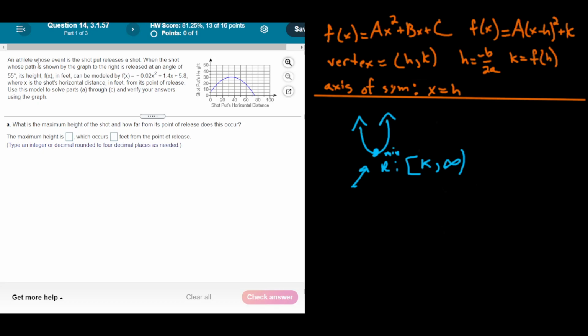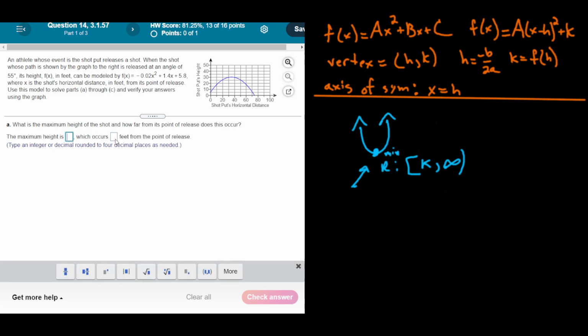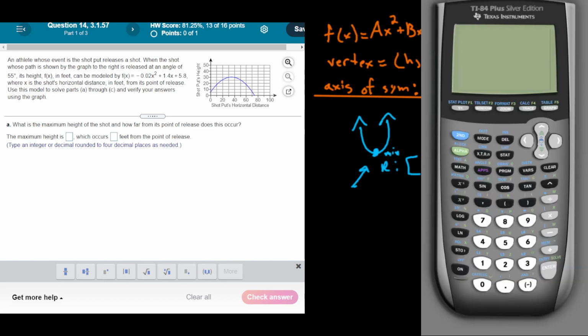Okay, so take a look at here. An athlete, and so on. All right, we have the function. That's all we really care about. Okay, what is the maximum height and where does it occur, basically? It says, how far from this point does it occur? Maximum height is your k. Where it occurs is going to be your h. So we have to figure out what the vertex is for this one. Now, we can do negative b over 2a, but we have to use a calculator for this one. We're not going to use the function of the calculator. We're just going to go ahead and do the arithmetic.